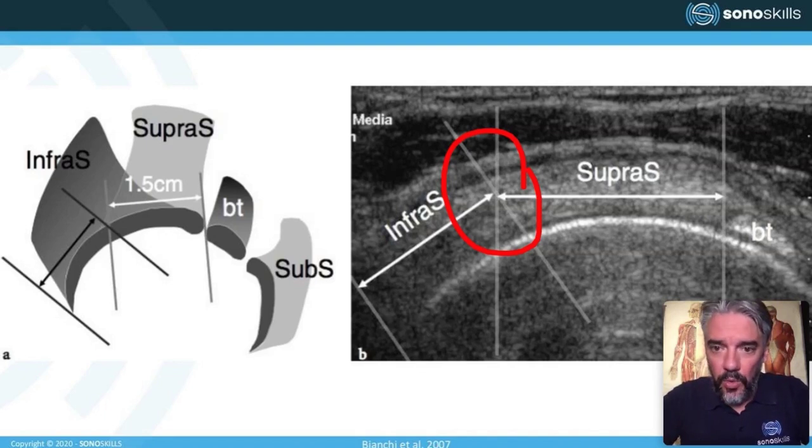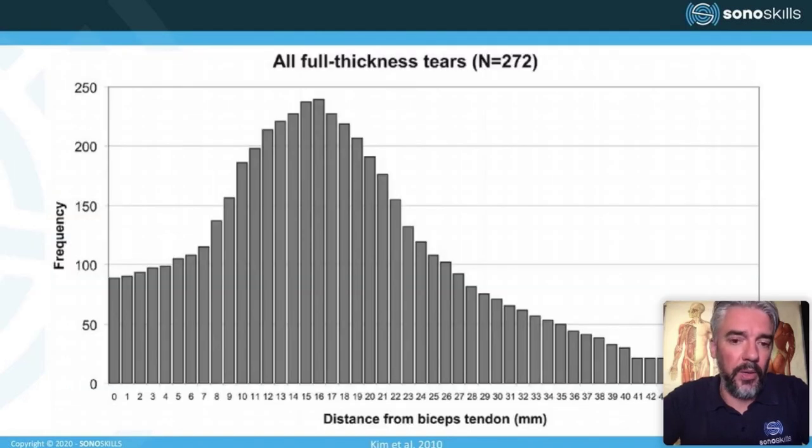And if you want to know where we can find it, this is roughly 1.5 centimeters, 15 millimeters laterally to the biceps tendon. So this is a very common place for rupturing. We can also see in this article that the peak is roughly here, a 15, 16 millimeter distance from the biceps tendon. So yeah, it can happen also much further, like 25, or much less, 3 in the anterior tendon, but then you know that this is the weakest zone.